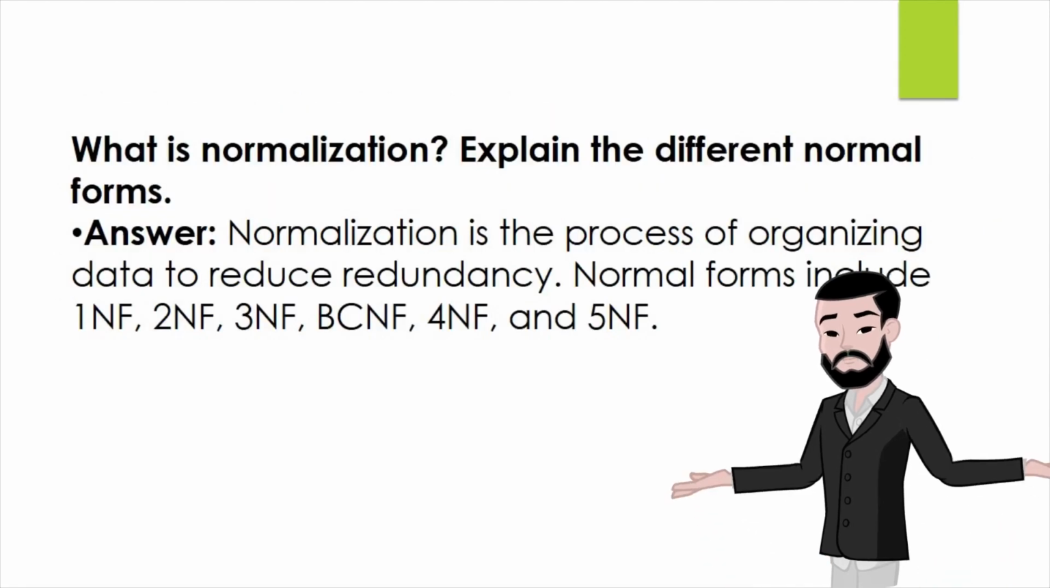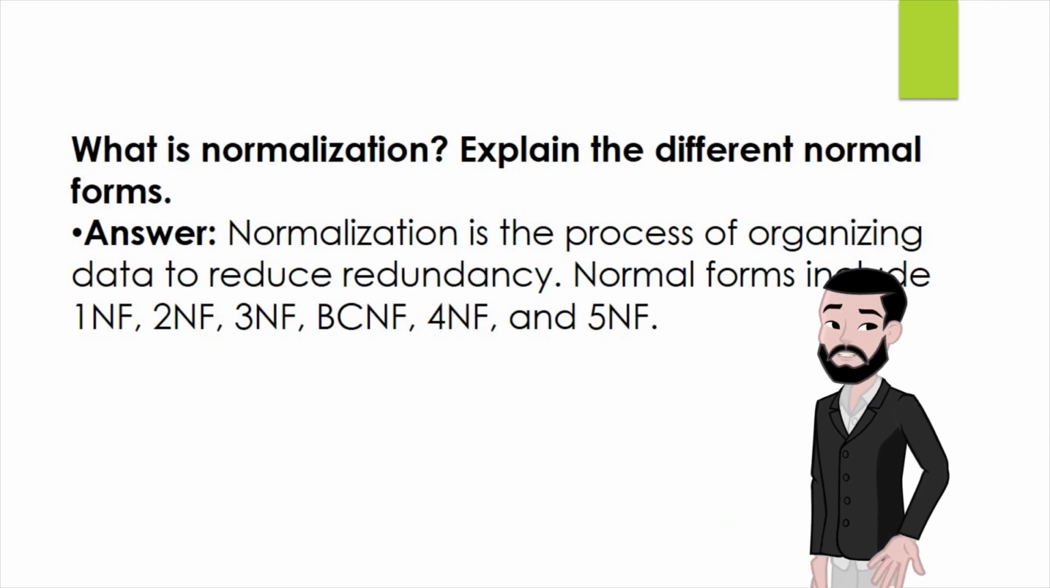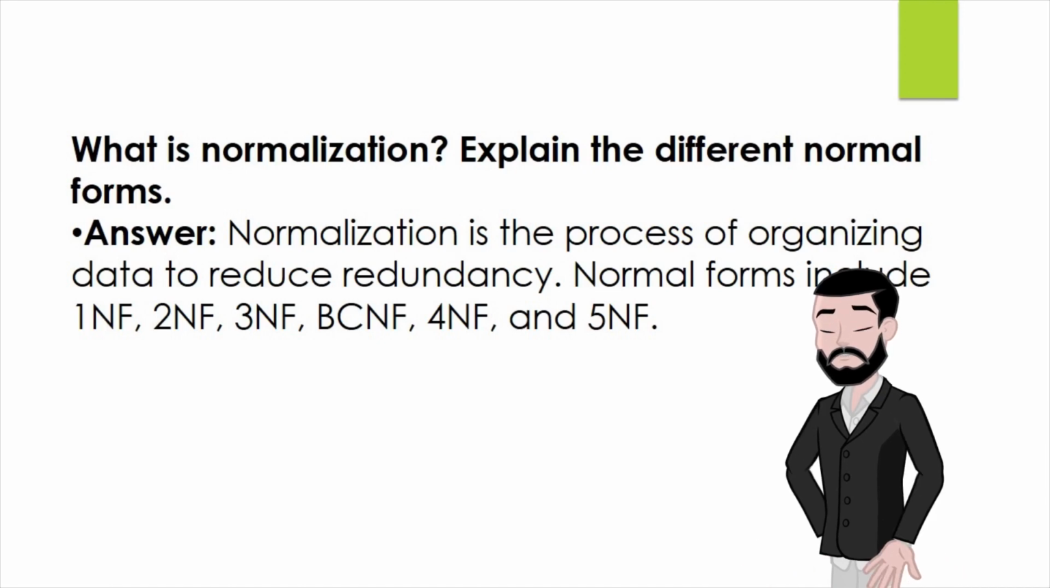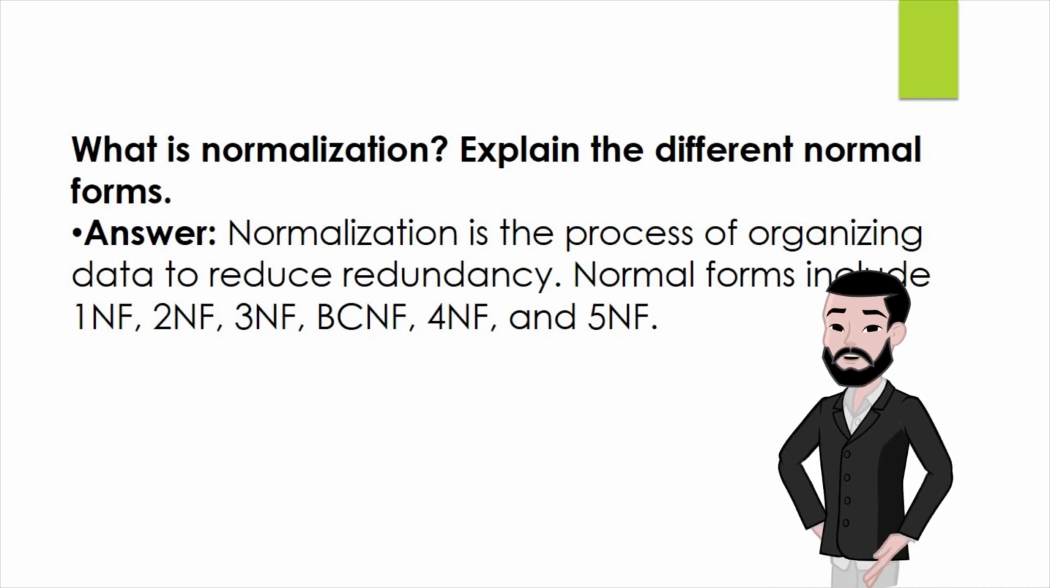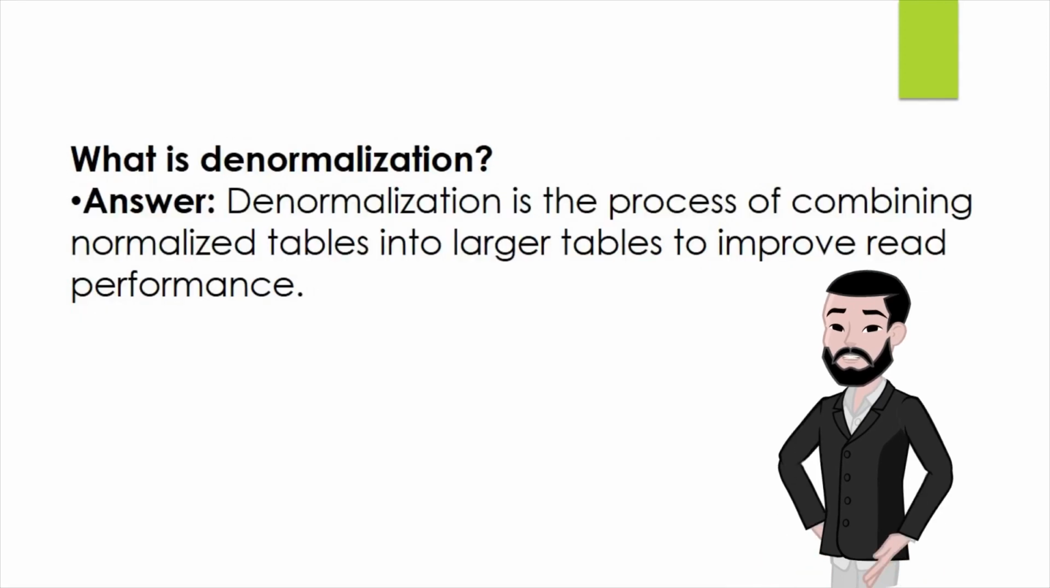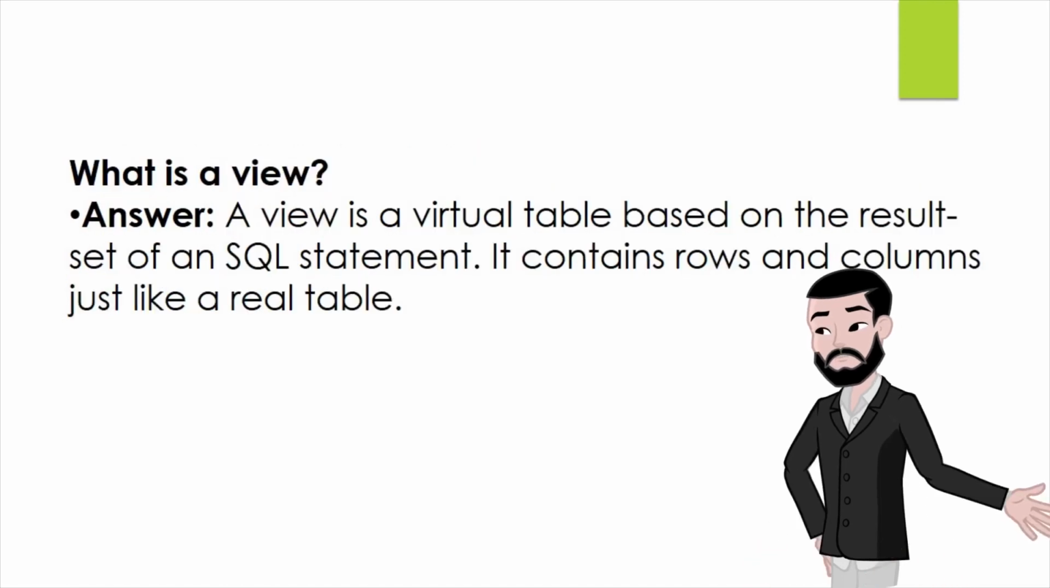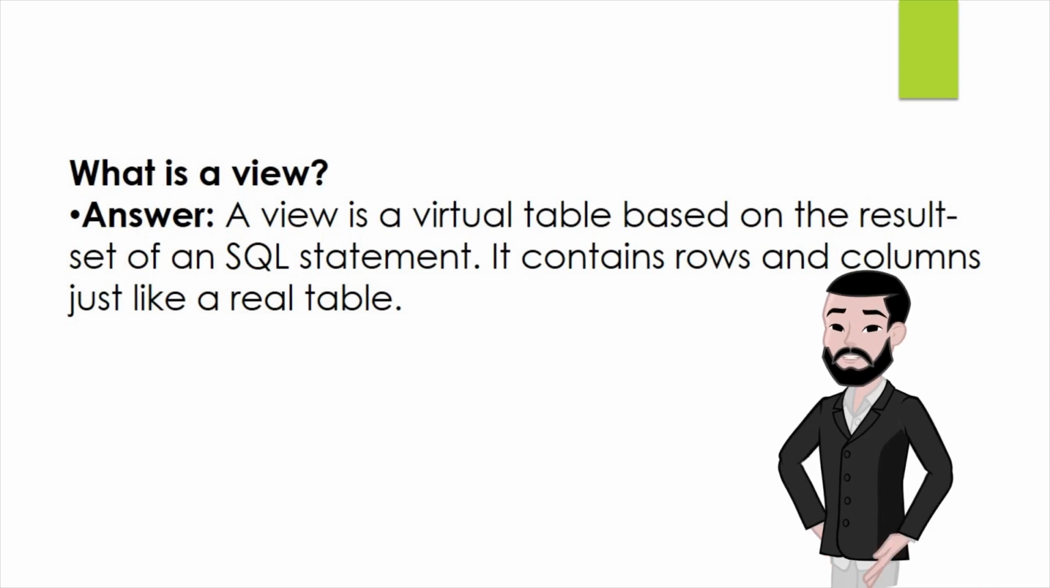What is normalization? Explain the different normal forms. Answer: normalization is the process of organizing data to reduce redundancy. Normal forms include 1NF, 2NF, 3NF, BCNF, 4NF, and 5NF. What is denormalization? Answer: denormalization is the process of combining normalized tables into larger tables to improve read performance. What is a view? Answer: a view is a virtual table based on the result set of an SQL statement. It contains rows and columns just like a real table.